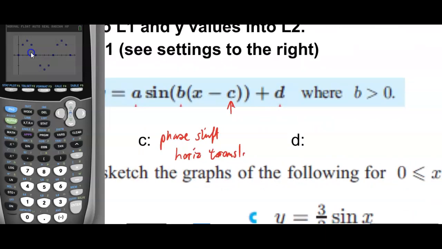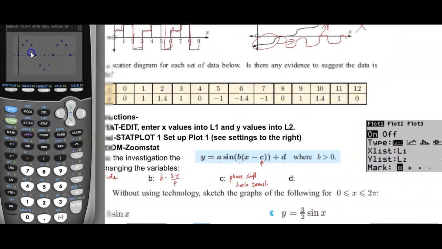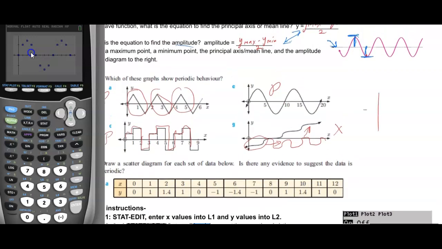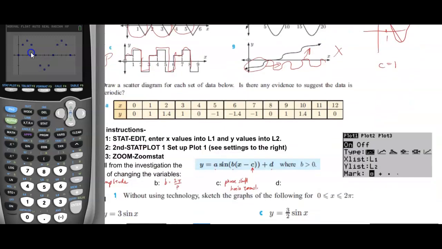D, let me draw a picture of that so you can see what that looks like. So if I have, for example, a cosine function, and it starts right here, and then it goes up and down. And let's say that this point is 1. Do you see how the cosine function starts at x equals 1? So I would put c equals 1, and I would put that in my cosine c value.